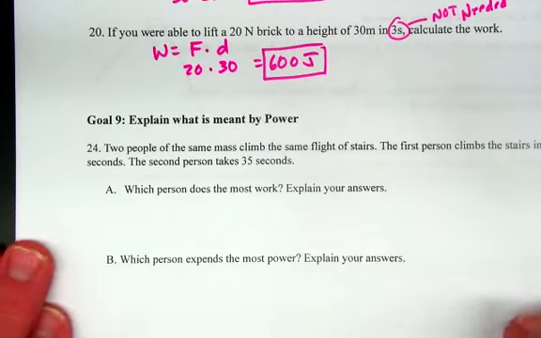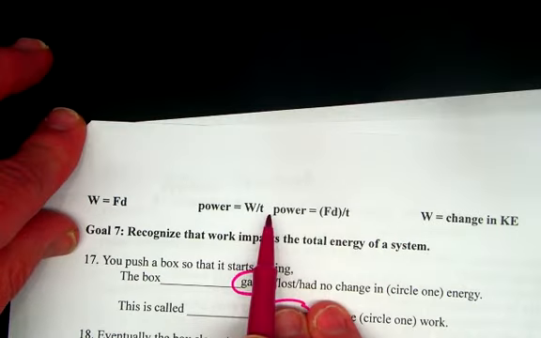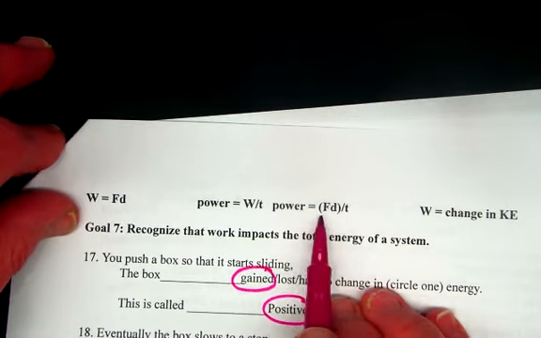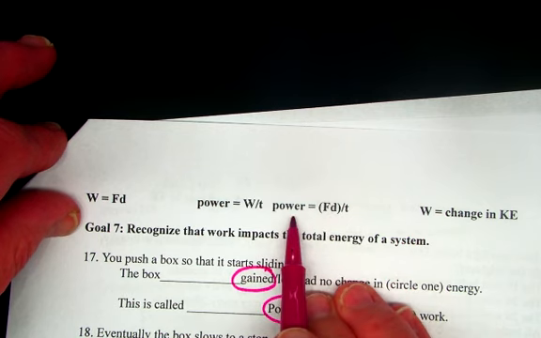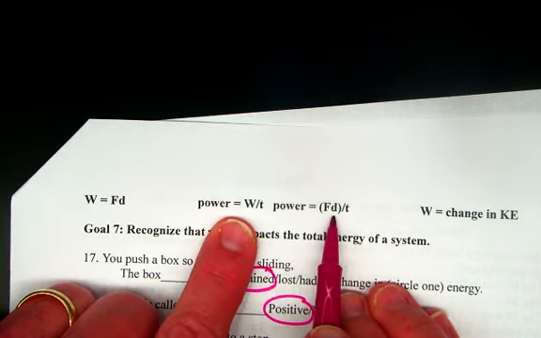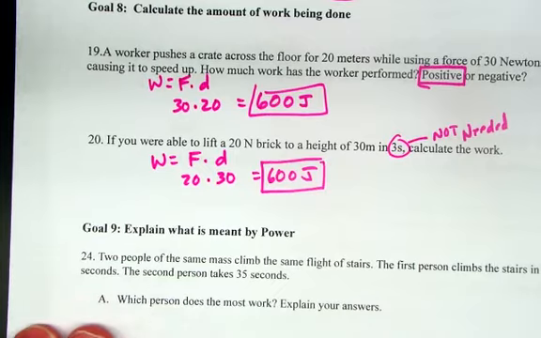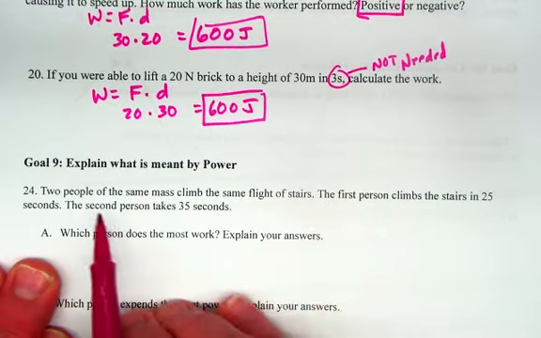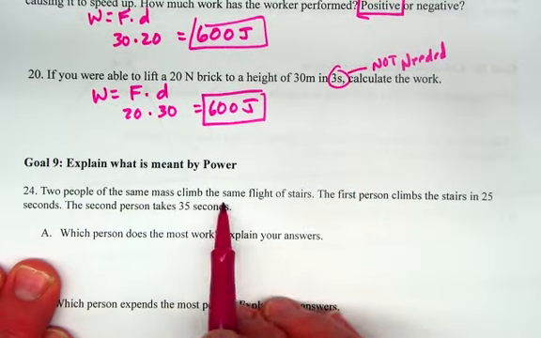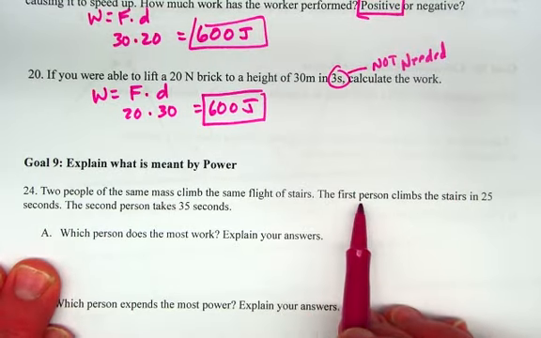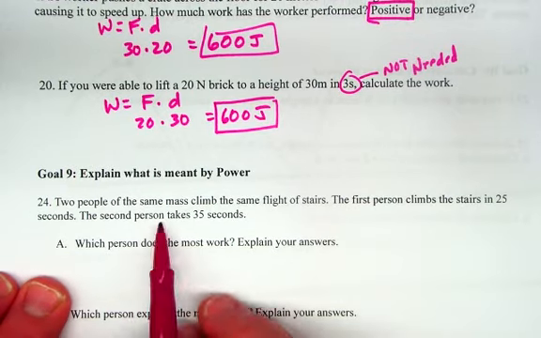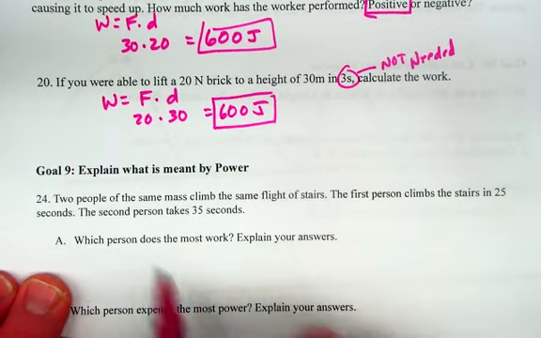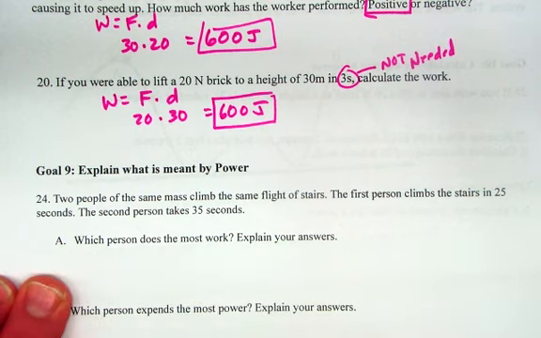To calculate power, the power equation is simply work divided by time. Sometimes I might give you a force and a distance and a time and ask you to calculate power from that. So either of these equations would be useful for that. So 24: 2 people of the same mass climb the same flight of stairs. The first person climbs the stairs in 25 seconds. The second person takes 35 seconds. Which person does the most work?